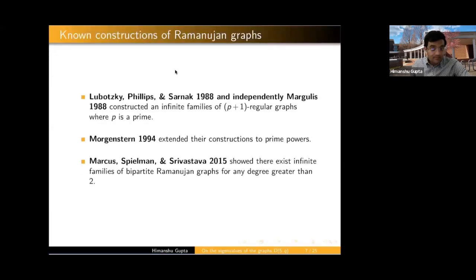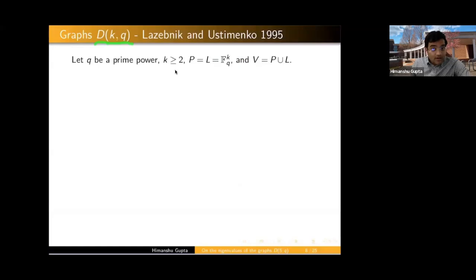In a recent breakthrough paper by Marcus, Spielman, and Srivastava in 2015, they showed the existence of infinite families of bipartite Ramanujan graphs for any degree greater than 2. So these are some existence results and known constructions of Ramanujan graphs. That's basically the motivation for us about Ramanujan graphs. Now I will talk about the graph under consideration, which is the D(k,q) graph.